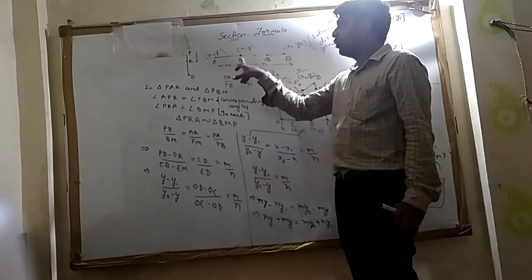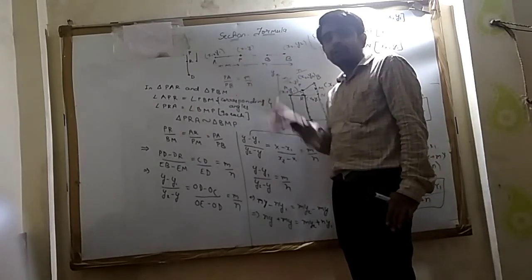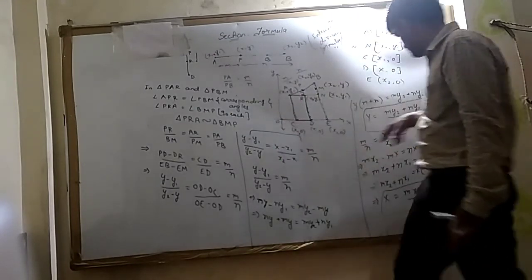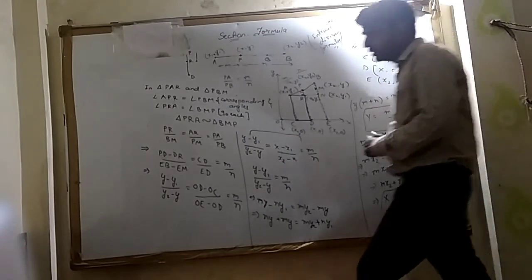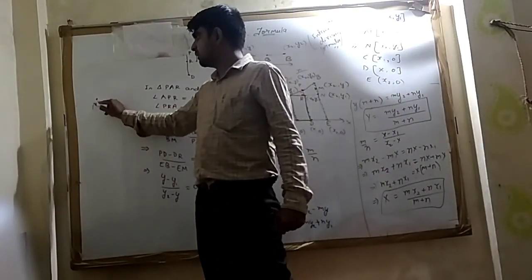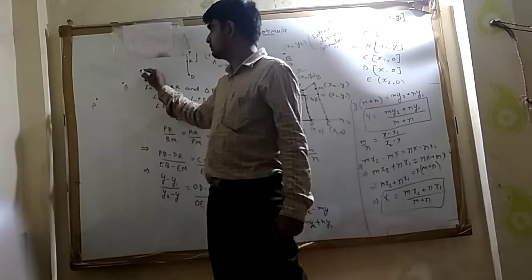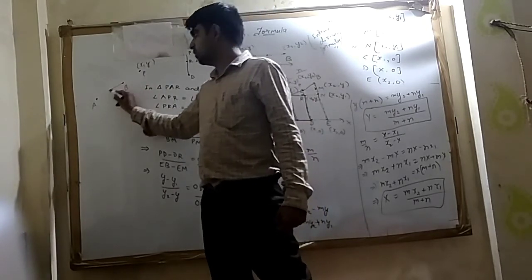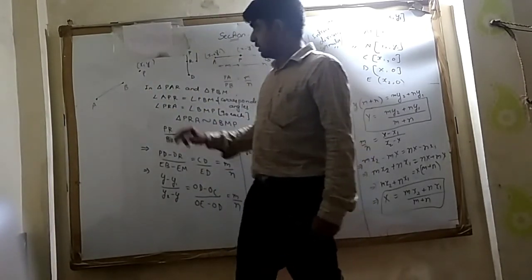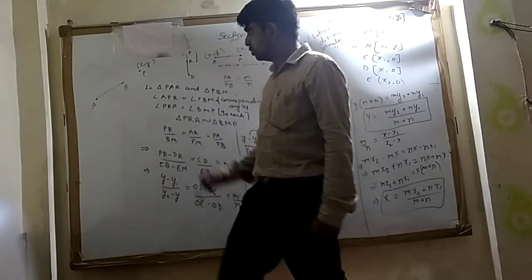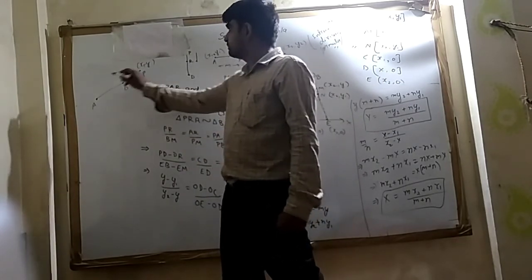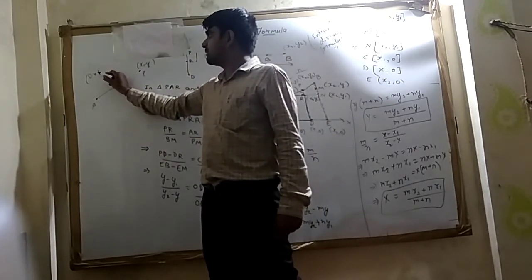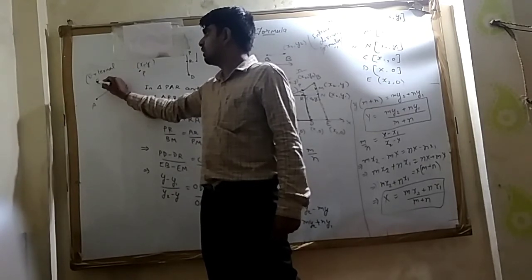When the point lies on the line segment, then the formula is the internal division formula, which is this one. Now suppose the point is outside the line segment. Suppose now the point P is here. Now this is not on line segment AB, and we need to find these coordinates. So in this type of situation, what we use is the external division formula.